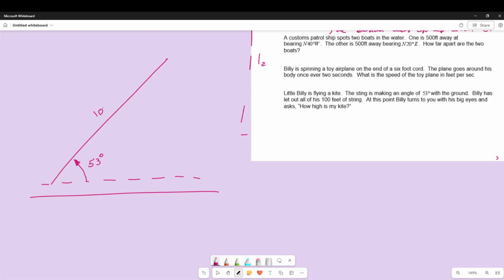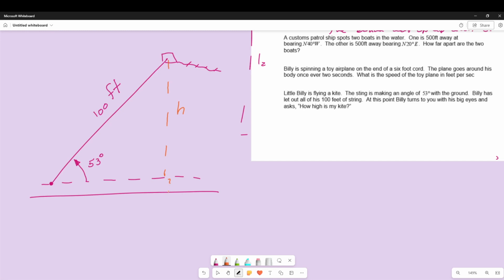Billy has let out 100 feet of string, because that's how much string comes on an old-fashioned standard kite string roll. But of course, that doesn't mean the kite is 100 feet in the air, because it's at an angle. But Billy wants to know, in his adorable way, how high is this kite? So we want to know that height, h.